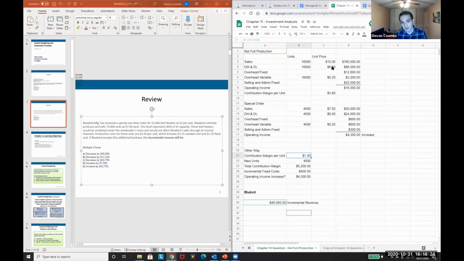So up here, we knew our variable costs. We calculated it out. So the $7.50 for the special order minus these variable costs would have been our contribution margin per unit of $1.30. And then if we multiply that by the new units, we get our total contribution margin for the special order. And then if we subtract out the fixed costs, we can get our operating income increase. This is a quicker calculation if we just remember how we did contribution margins in earlier chapters. And so I'll pause there for any questions related to this.